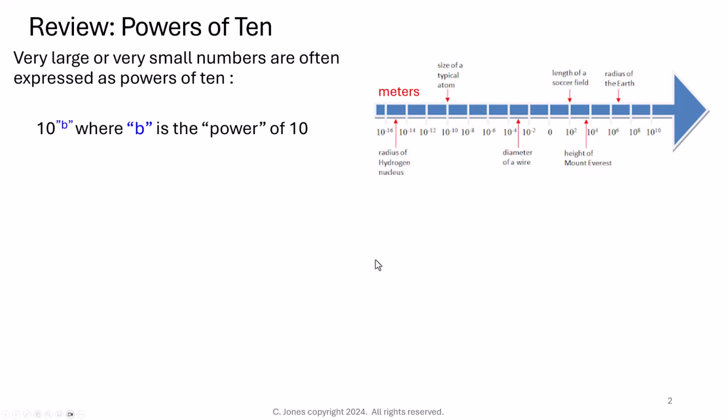So, if we're taking chemistry or biology, we think about atoms and molecules. The radius of a hydrogen nucleus is roughly 10 to the minus 15th meters. The size of a typical atom is 10 to the minus 10th meters, right? And then we look at things like the radius of the Earth, it's a little more than 10 to the 6th meters. But the point here is that all of these measurements are expressed as powers of 10.